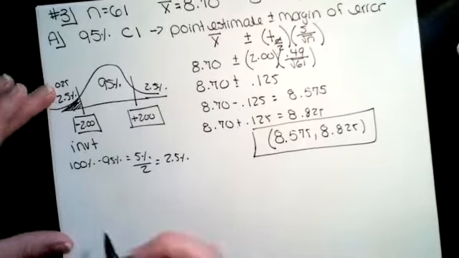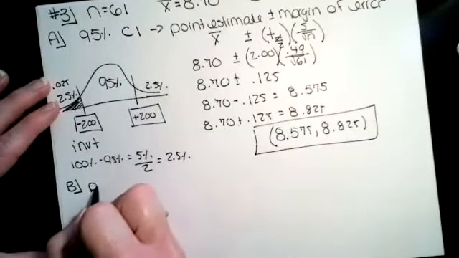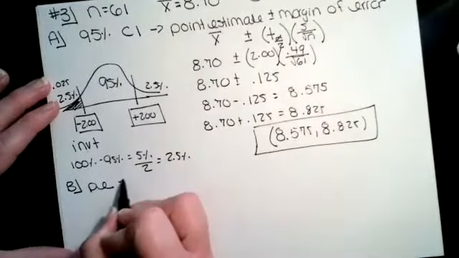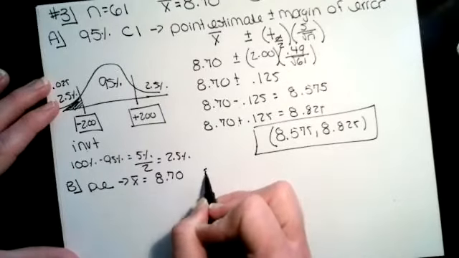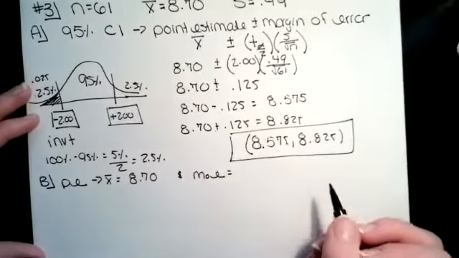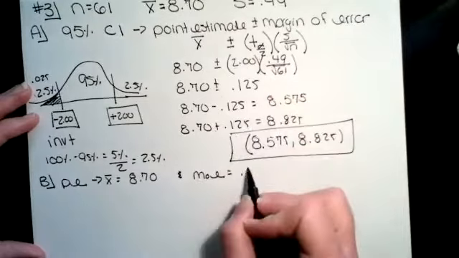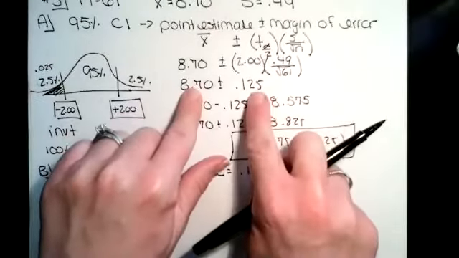Okay. Now part B says, what is the point estimate and what is the margin of error? Well, I already know what it is. Point estimate is my X bar, which is equal to 8.70. And margin of error is everything on the right side. So that's the 0.125. That's what I'm looking for. I just want you to pick that out. Okay.